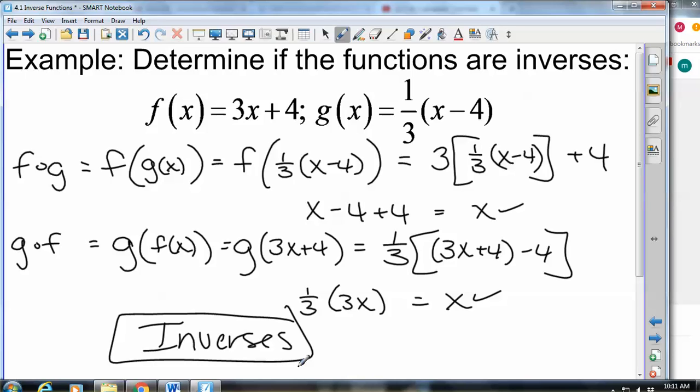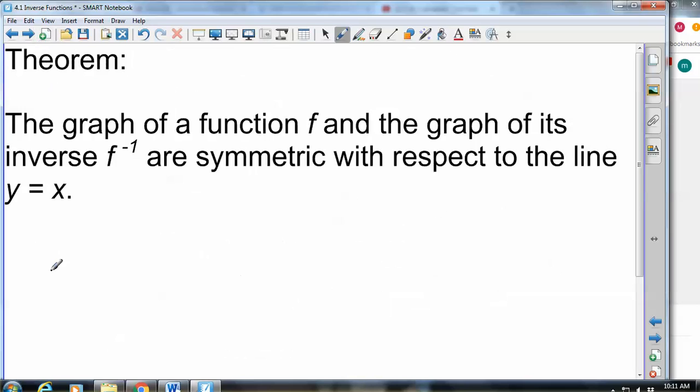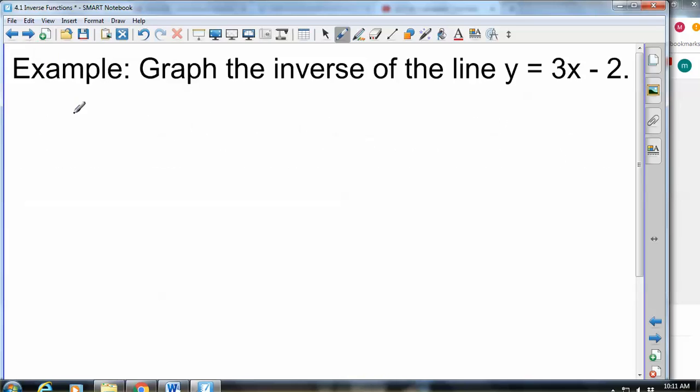So let's talk about graphs of inverses. If you think about when we have those ordered pairs, I told you that an inverse just flips the x and the y. So what that means in terms of the graph is the function and the inverse are always going to be symmetric to the line y equals x. So I want to graph one to kind of illustrate exactly what this means. I want to graph the inverse of y equals 3x minus 2.